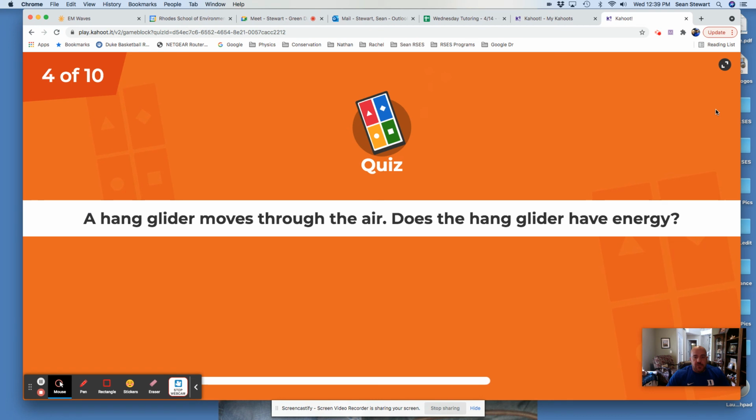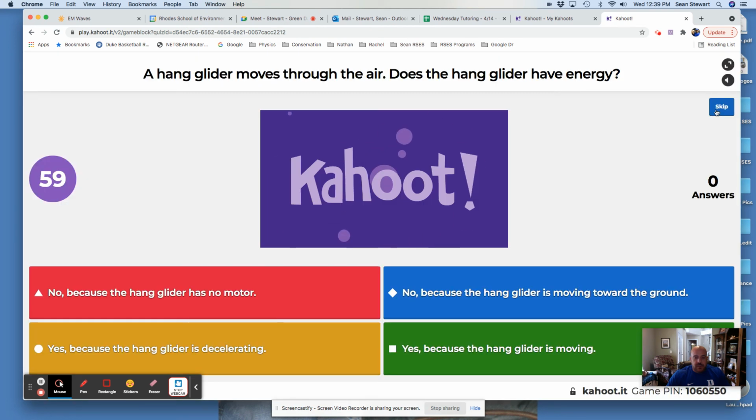A hang glider moves through the air. Does it have energy? Well, press pause. The key here is it moves. So if it's moving, then yes, it has to have energy. And that's exactly what green says. Yes, because it moves.